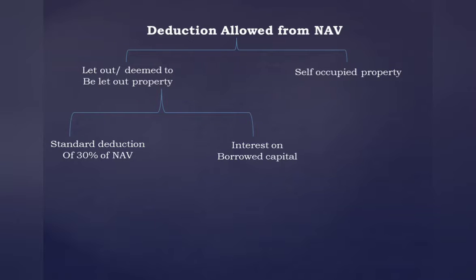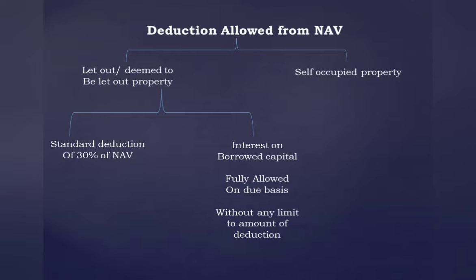Now, in case of LOP and DLOP, interest on borrowed capital is fully allowed. There is no maximum limit for LOP and DLOP to allow the deduction for interest on borrowed capital, and it will be allowed on due basis. In the year in which it is due, you can claim the deduction for interest paid on borrowed capital without any limit to the amount of deduction.